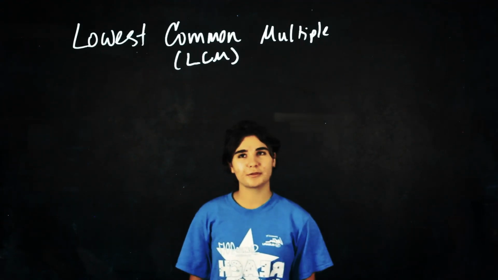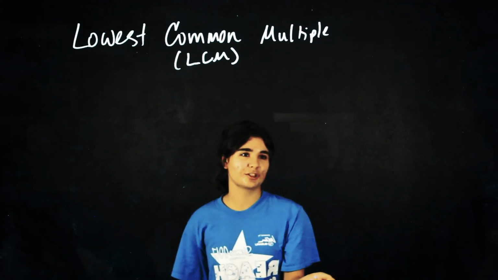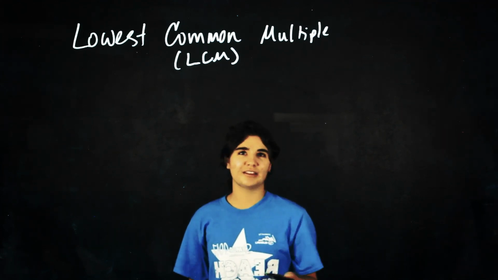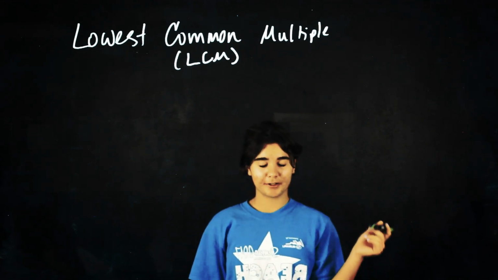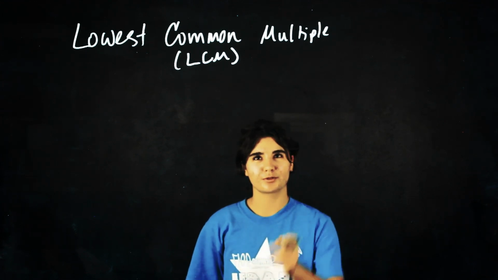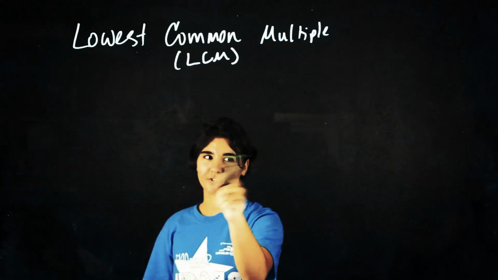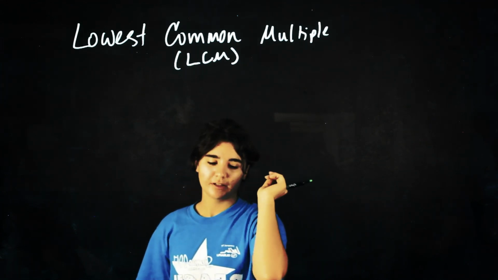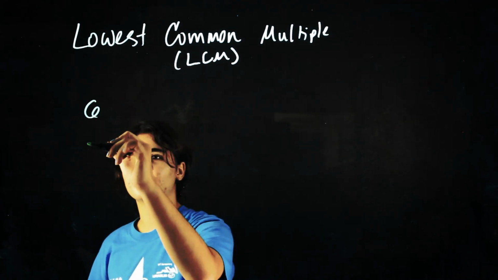Okay, so just like with the GCF, we have the LCM, which is the thing that we do with multiples. So again, we're comparing 2 numbers. We're trying to find the multiples of these numbers, the common multiples, and then the lowest common multiple. Okay, so let me give an example. So we have 6 and 4 maybe, right?